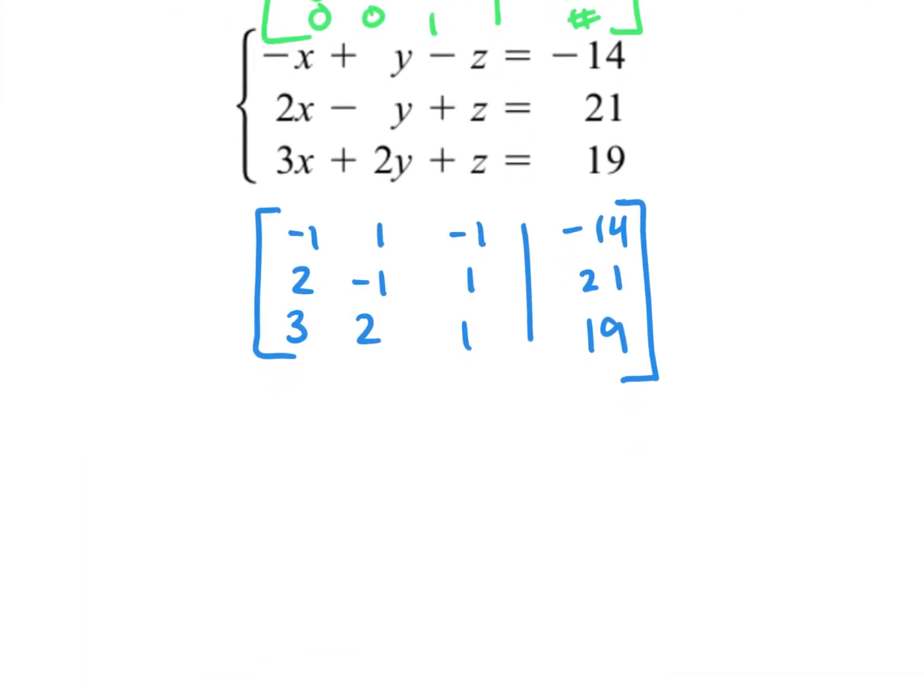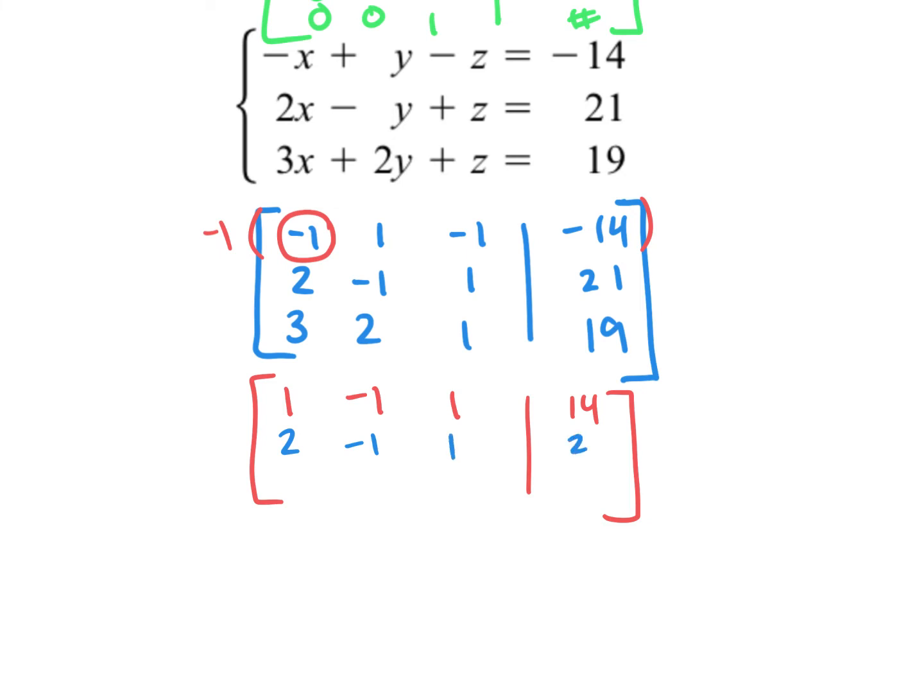Well, let's do it. So step number 1 is to make this a positive 1. So I'm going to multiply my first row by negative 1. So my new first row is going to be 1, negative 1, 1, and 14. And then the second two rows stay the same. 2, negative 1, 1, 21, 3, 2, 1, 19.